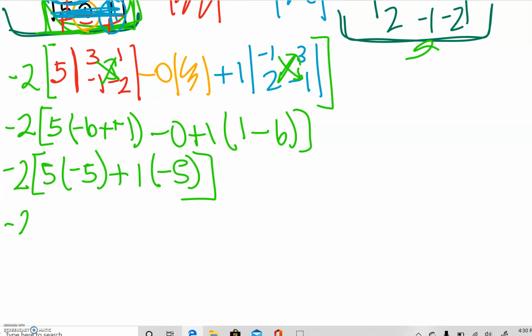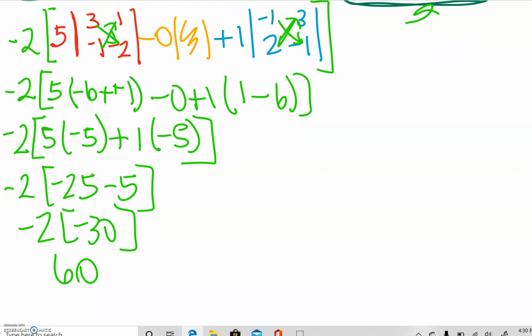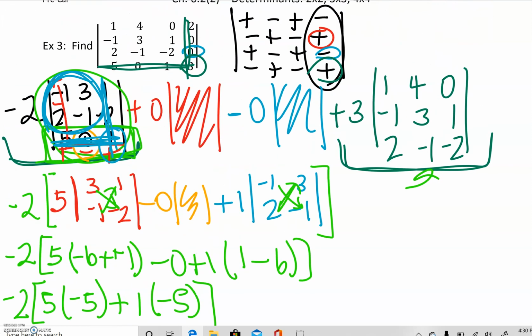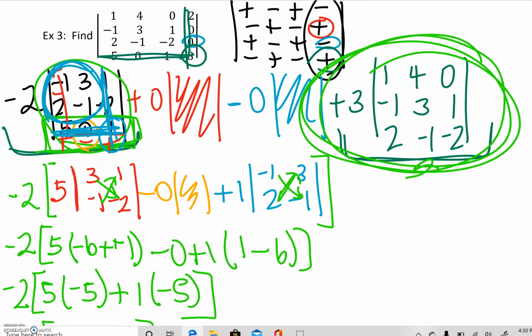It would be negative 2, and that'd be negative 25 minus 5. So negative 2 times negative 30. So that gives me a positive 60. All right, so we're going to do 60. And we're going to do something over here with this. So I'm going to go ahead and simplify this down. I'm going to have to erase some of the stuff that we've already done. But we know we've got 60 for that answer over there.